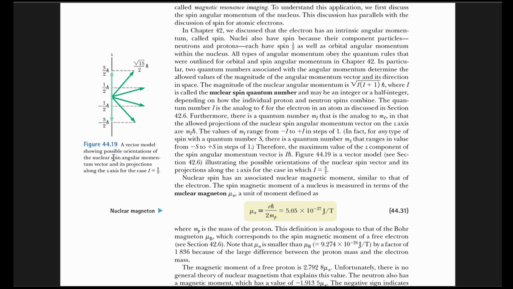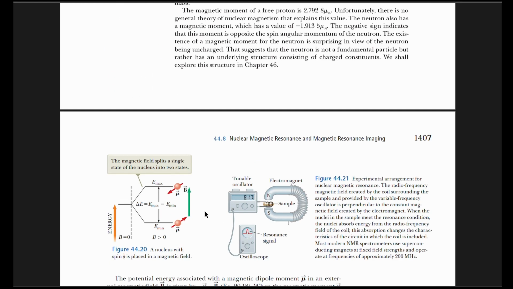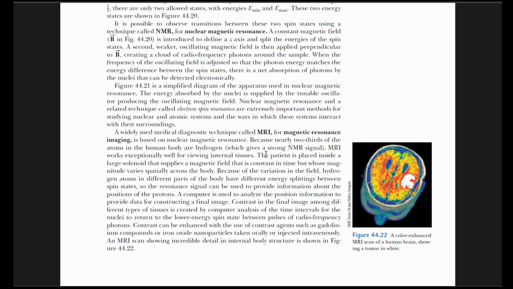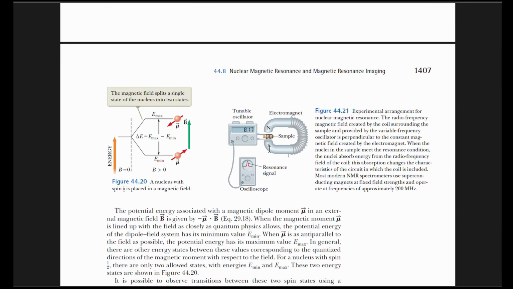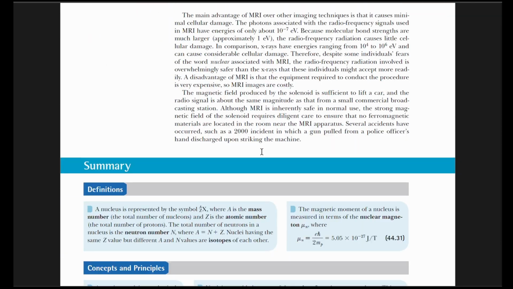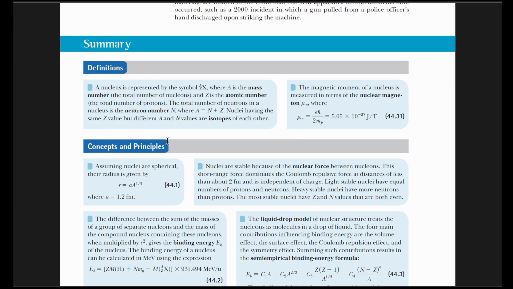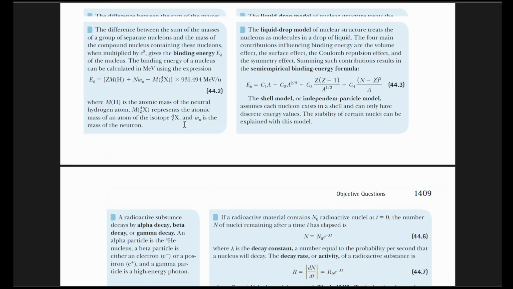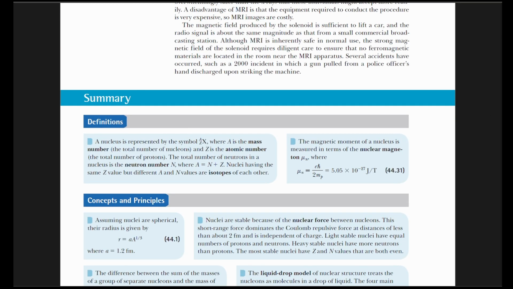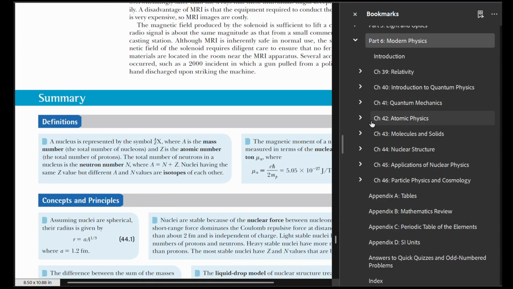So anyway, we've got some quantum mechanical-looking thing, the nuclear magneton. They explain here how nuclear magnetic resonance works, and here's the picture I'm talking about. You can see MRIs of brains, super crazy. Color-enhanced MRI scan of a human brain showing a tumor in white. Super sad, but insane that we've come this far just by studying some physics. So the summary. I'll leave this summary here for you guys because I don't want to spend too much time on this section, but I did want to look into my bookmarks really quick.